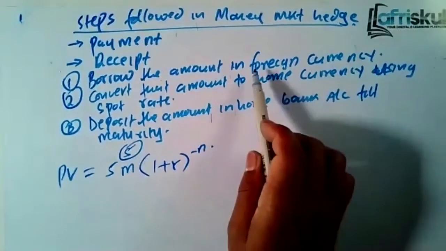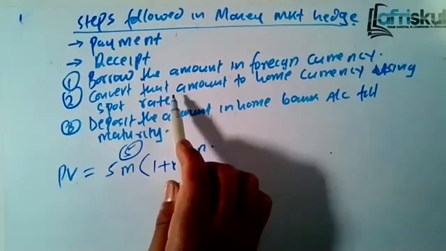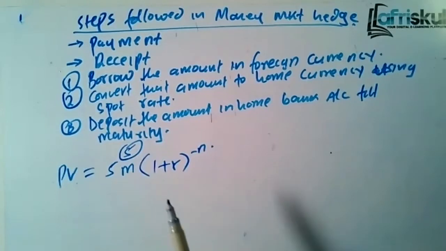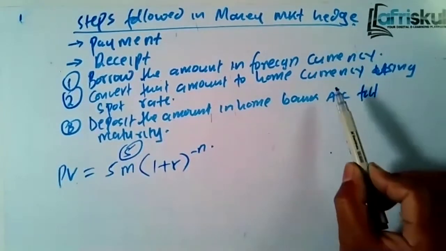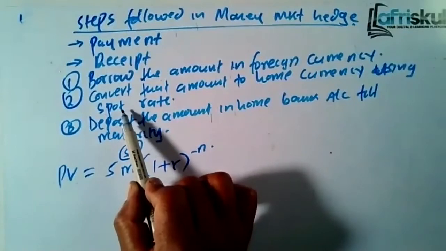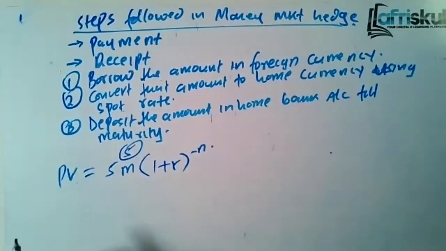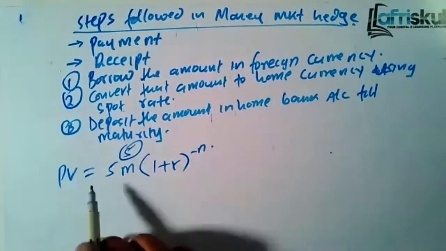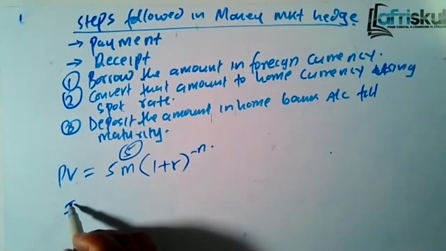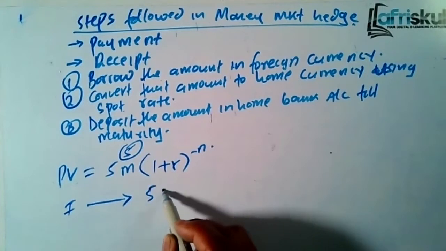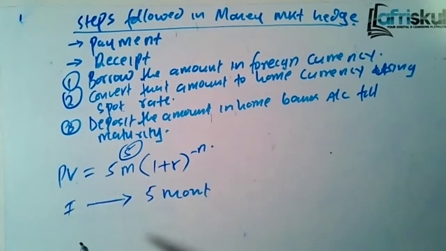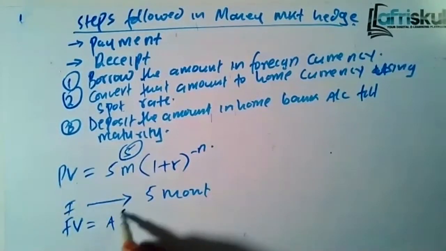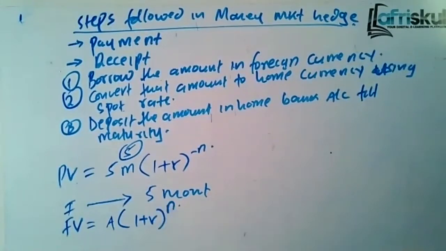Then after you know the amount to borrow, convert that amount into home currency, remembering you convert using the spot rate, the current market rate. After that, deposit that amount in the bank. If you deposit now, it will grow to maturity in 5 months. To know how much will mature after 5 months, you get the future value, which is the amount times 1 plus r raised to power n.